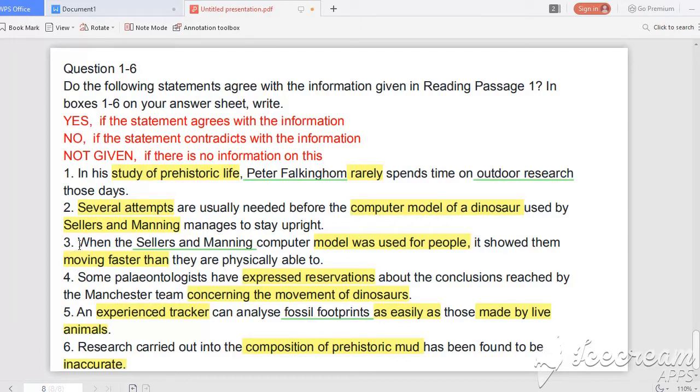Okay, the next question is, when the Seller and Manning computer model was used for people. So here we need to look for the computer model used for people, and other keywords are moving faster. So let's read.